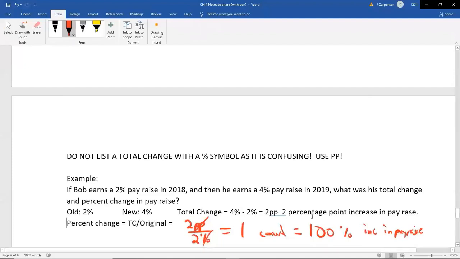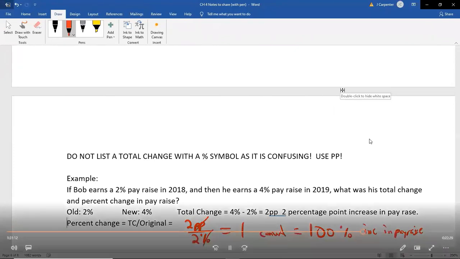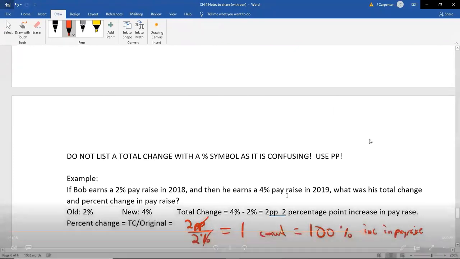So the percent change here feels extremely significant, but the total change seems minuscule. I mean, yes, it's great that we still made more, but these two values are very, very far from each other. And you can see how media could use one or the other to scare people or to misconstrue information. Total change is just a difference of two things. Percent change is scaled relative to the original. And if you represent the 2 percentage points as a percent, the total change is 2%, the percent change is 100%.